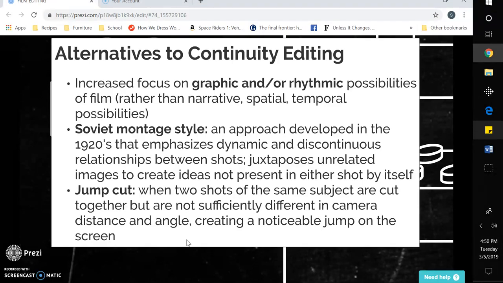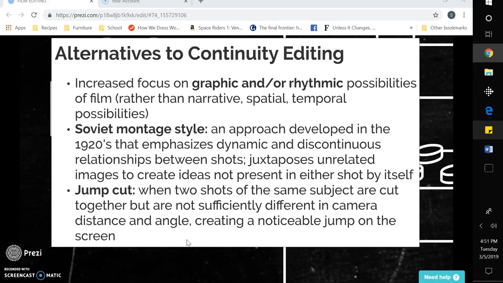Another alternative to continuity editing that goes further back is Soviet montage style, which is an approach that was developed in the 1920s that emphasizes the dynamic, the discontinuous between the shots. It juxtaposes unrelated images to create ideas that were not present in either shot by itself. A great example of this is Sergei Eisenstein's Strike. There is a link to this on the Canvas page. I would really encourage you to watch it and to think about how this style of editing is different than continuity editing, is different than Hollywood classical style.